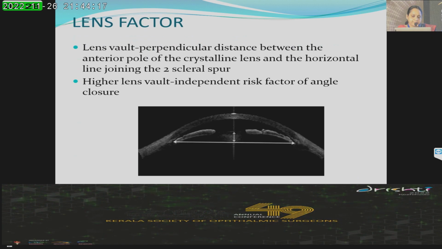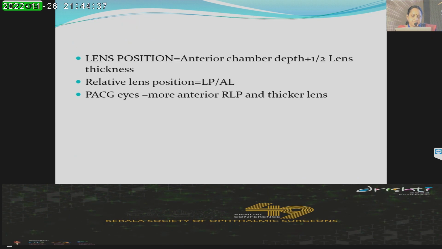Lens vault is the perpendicular distance between the anterior pole of the crystalline lens and the horizontal line joining the 2 scleral spurs. A higher lens vault is an independent risk factor for angle closure. Here you can see a volcano-like iris configuration which drapes over the lens, and there is angle crowding. Lens position is the sum of anterior chamber depth and half of lens thickness, and relative lens position is lens position divided by axial length. In primary angle closure eyes, there is a more anterior relative lens position and a thicker lens.